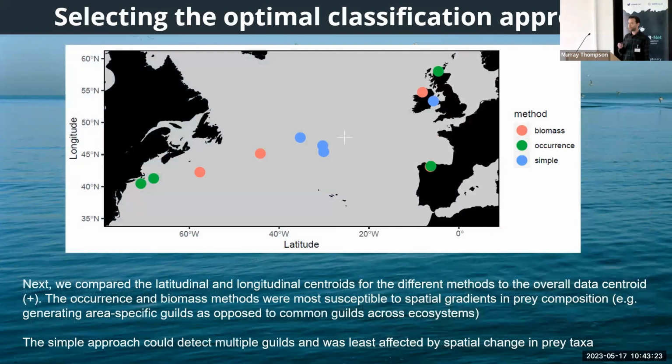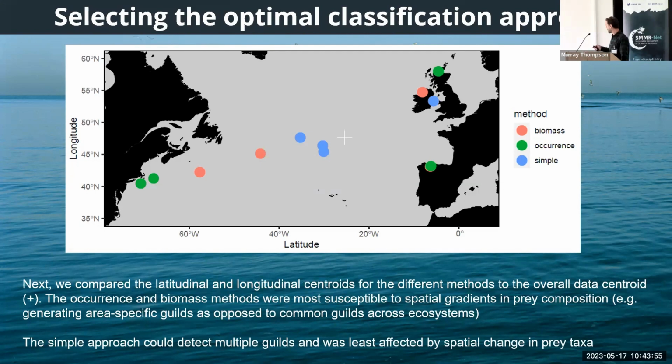And I find it's quite hard to explain, but what we wanted to do was compare the guilds across ecosystems. So we didn't want the guilds to be really area specific. We didn't want a North Sea guild versus a US guild versus a Spanish guild. So I just plotted the data centroids of all the different methods. A really ideal situation is where all the guilds for a particular method come together around this data centroid. That means your guilds represent the data quite evenly across all the different ecosystems.